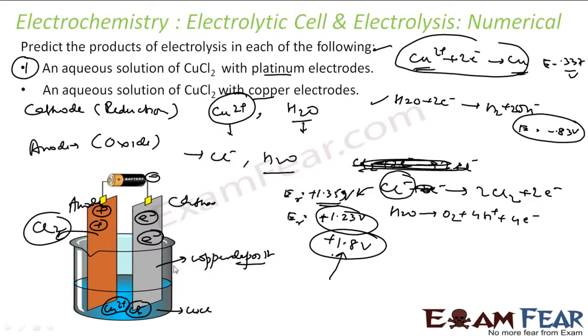Correct? Here copper will get deposited. Cu2+ will become copper, and here chlorine gas will come out, because there will be tough competition between chlorine gas and water molecule. Water molecule will need 1.8 volt to get oxidized, and chlorine gas will need only 1.35 volt to get oxidized. Thus chlorine gas will win.